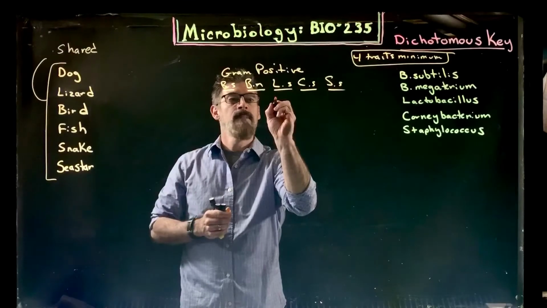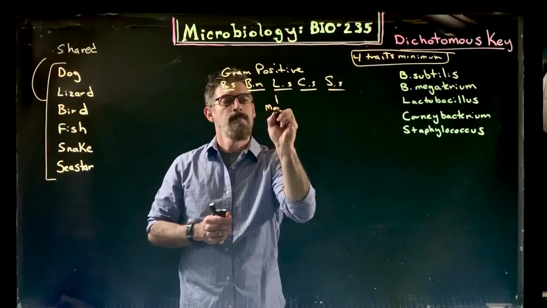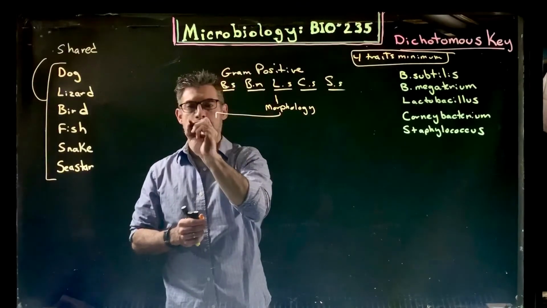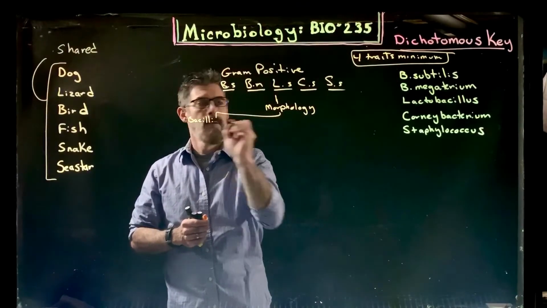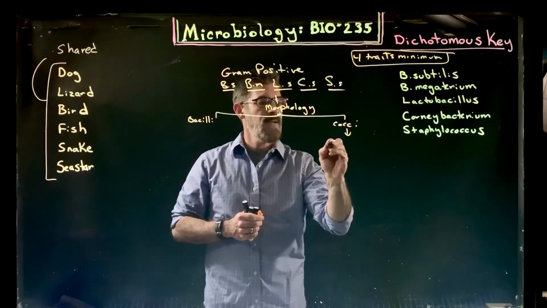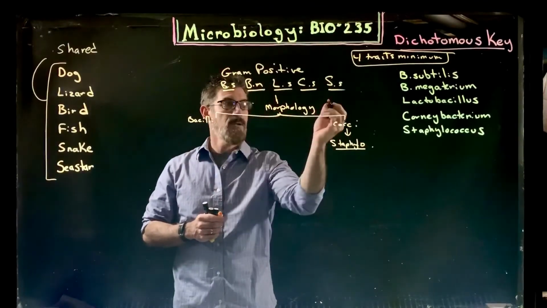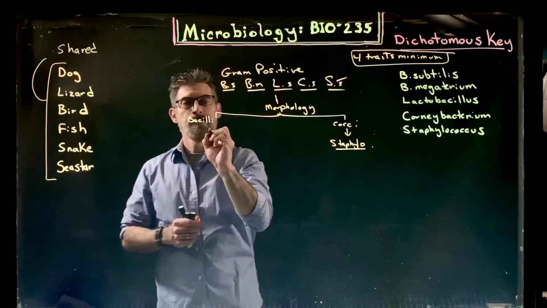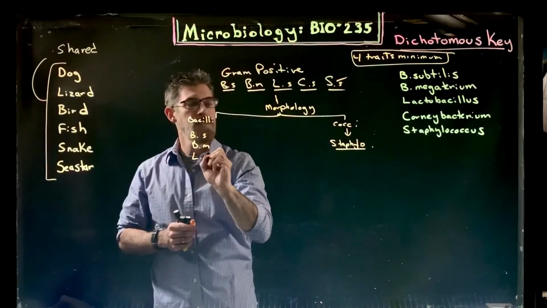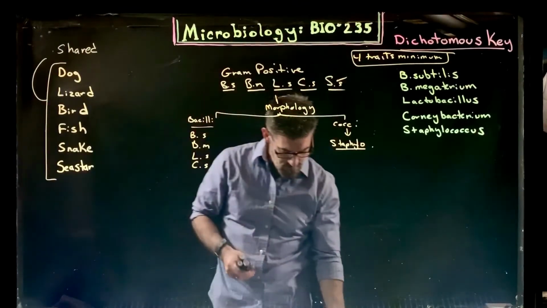Shape or morphology, right? So we have bacilli, cocci. So for the cocci, we have the staphylococcus. But that's the only one, okay? All these others, the Bacillus subtilis, the Bacillus megaterium, the lactobacillus species, and the corynebacteria, they're all going to be bacilli. So we're going to say, all right, what do we do next?